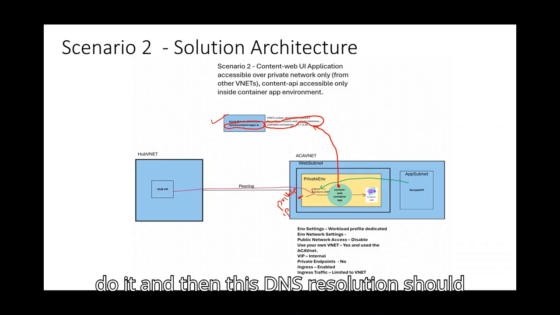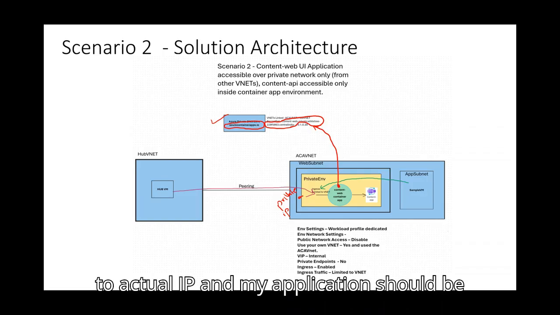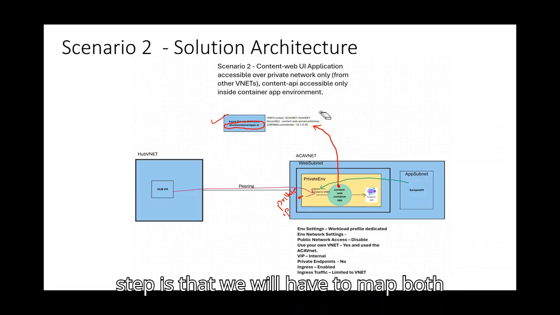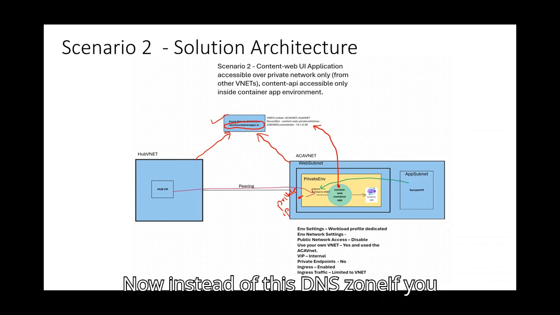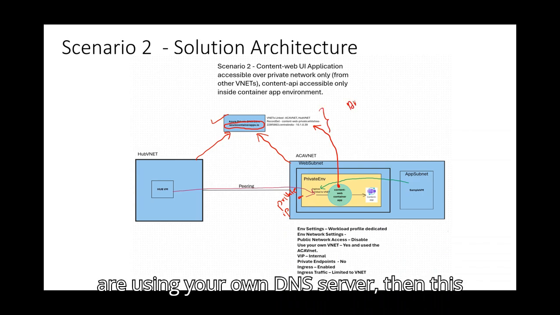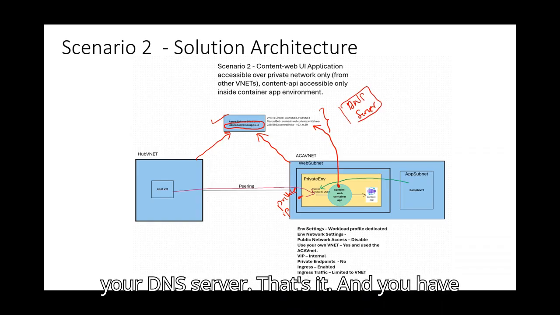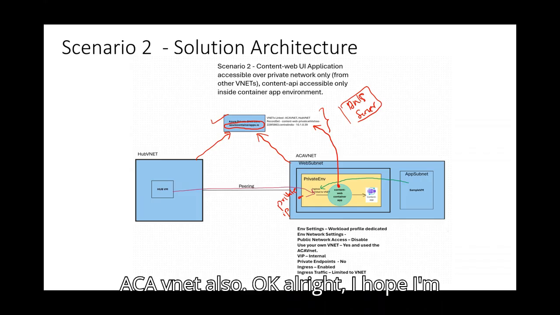Then this DNS resolution should be able to resolve the content web URL to the actual IP, and my application should be accessible from the Hub VM. An important step is that we will have to link both these VNets to this DNS zone. Now, instead of this DNS zone, if you are using your own DNS server, then you will have to make this exact same entry in your DNS server. You also have to make sure that the same DNS server is being used for resolution in Hub VNet and ACA VNet. All right, I hope I'm clear.